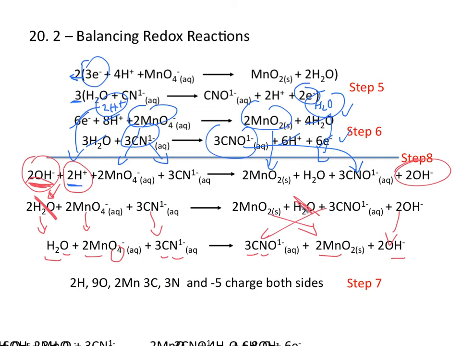So the last thing I need to check are my charges. I have 2 permanganates, so that's -2, plus 3 cyanide anions, so that gives me a total of -5. I have a total of -5 on the left-hand side, and I have that same total on the right-hand side. So I have balanced this equation in basic solution using these specific steps. And you guys are going to use these steps to do all the rest of your balancing for the remainder of this unit.